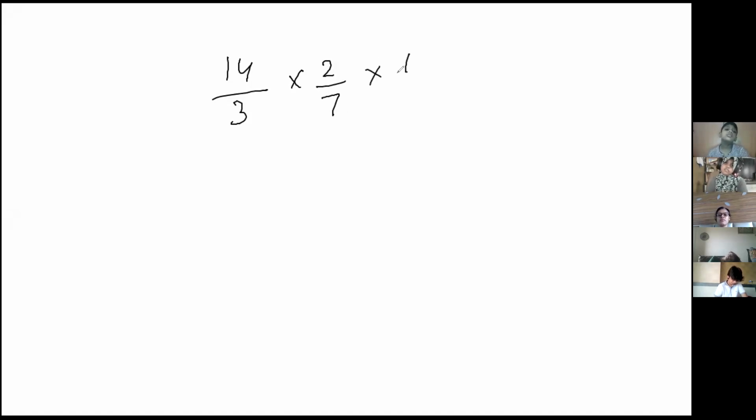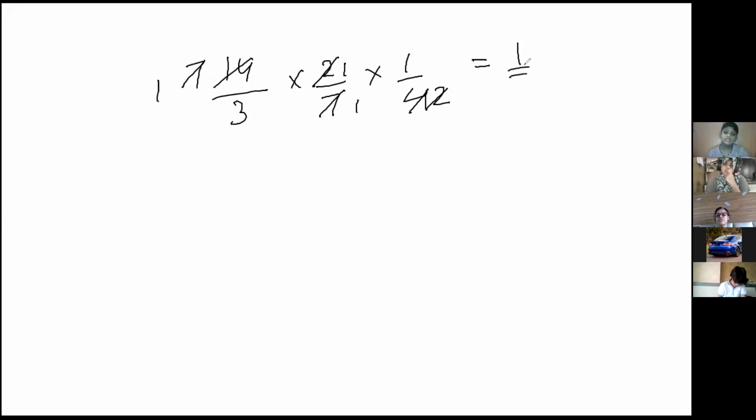And suppose 1 by 4 is there. Multiplication you have to do. What do we do? We'll just find out any cancellation. 2 sevens are 14, and 7 ones are 7 and 7 ones are 7. So your answer is 1 by 3. Do remember that always you have to cancel top and bottom in case of multiplication.